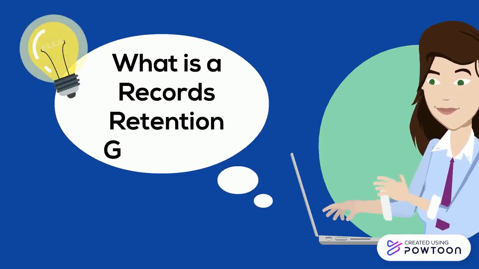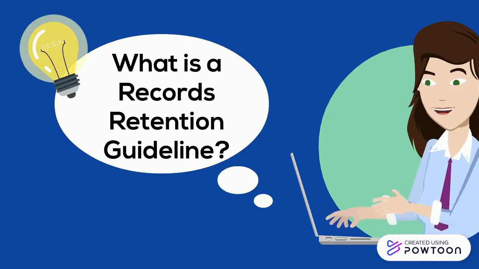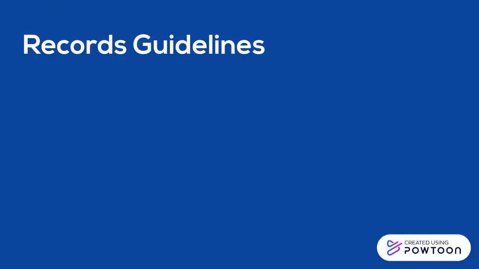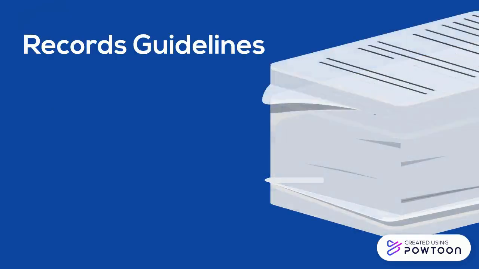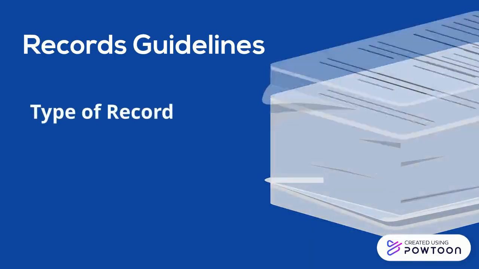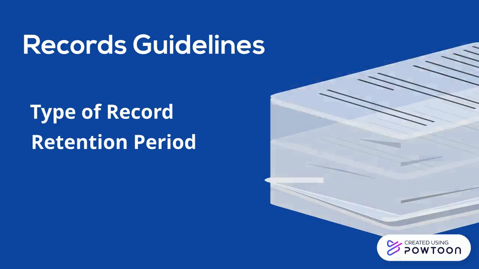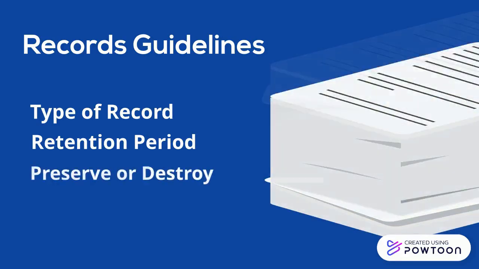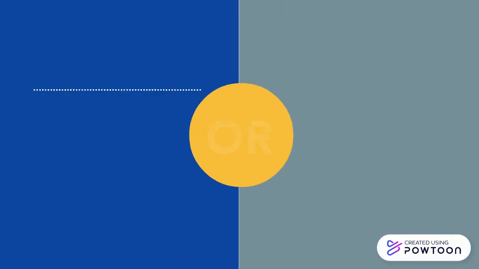A records retention guideline is the basic tool of records management. Records retention guidelines are created by university archive staff. A records retention guideline is a document which outlines the type of records produced by an organization, states how long the record should be kept, and will help you determine whether the record should be preserved permanently in the archives or eventually destroyed. There are two categories of records retention guidelines: general guidelines and specific guidelines.